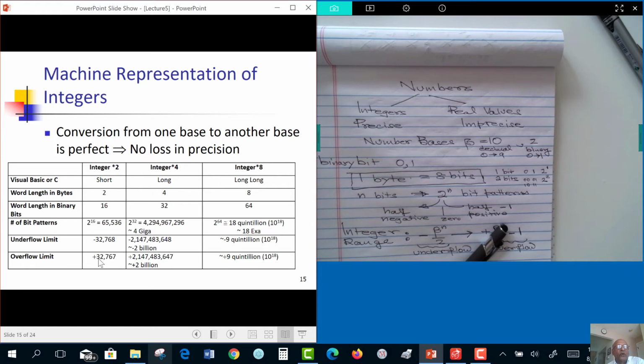So underflow, overflow limit. In the same way you will go from minus beta over 2 to plus beta over 2 minus 1. So when we are representing a standard integer, we can go from approximately minus 2 billion to plus 2 billion. Now when we go to a long integer, an 8-byte integer, we can go from something like minus 10 to the power 18 to plus 10 to the power 18.